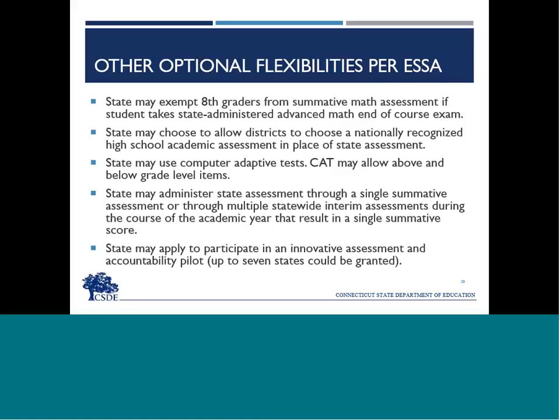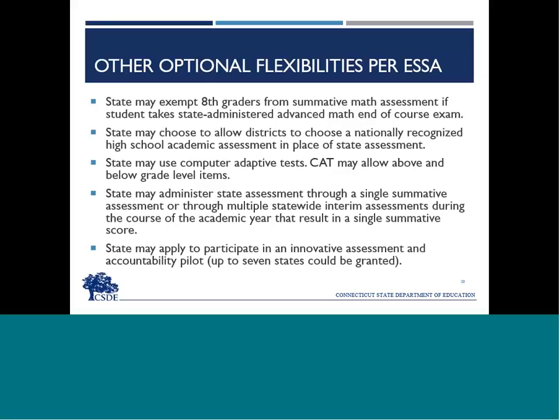There is another flexibility that says the state may choose to allow districts to choose a nationally recognized high school academic assessment in place of the state assessment. And here again, we feel that Connecticut has availed of the flexibility by transitioning to the SAT in place of the Smarter Balanced. At this point, we've heard from districts that we want stability. We don't want more change at this time. So that's what we're working towards. And our state law actually also requires one nationally recognized college readiness assessment as the state assessment for grade 11. So we have that as well.